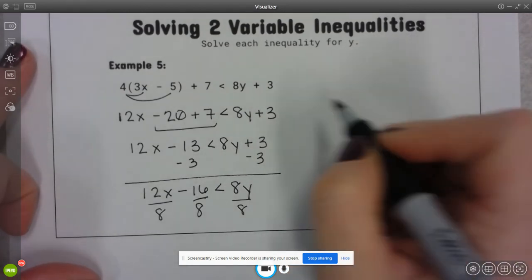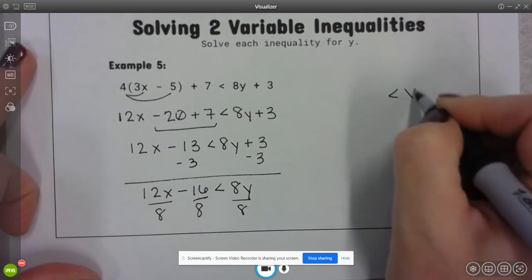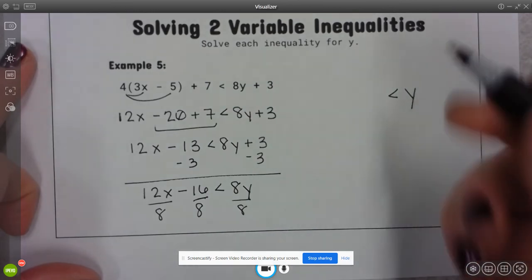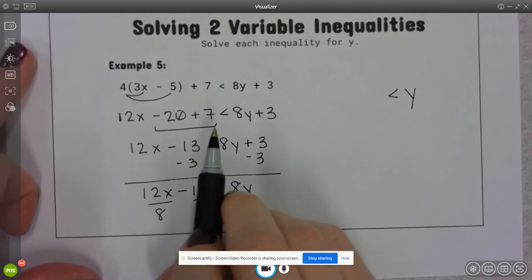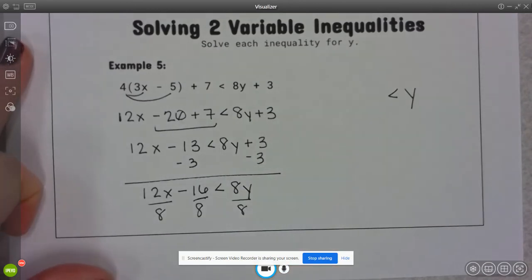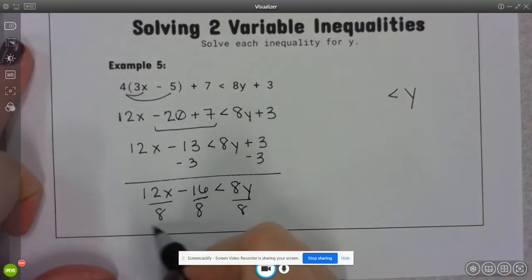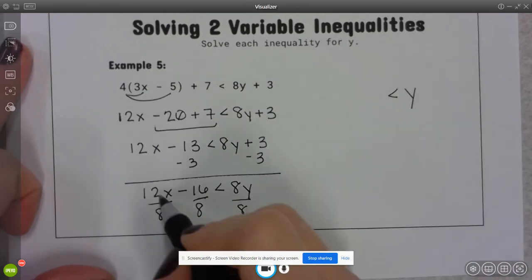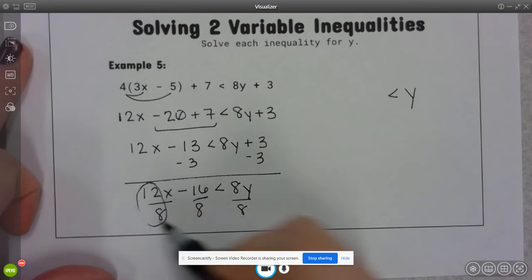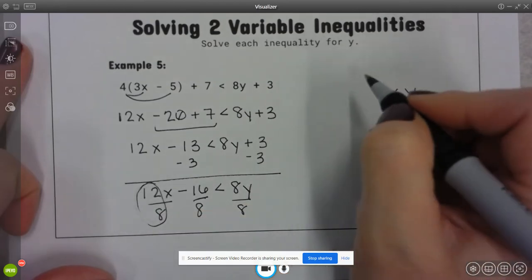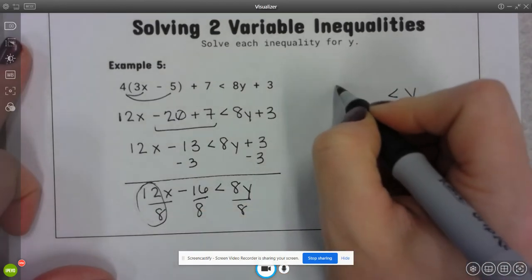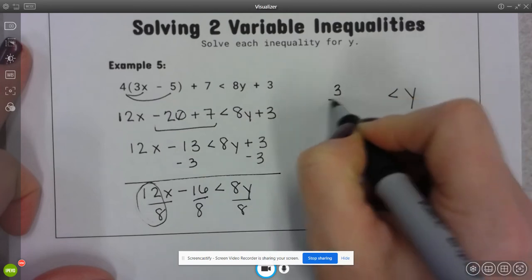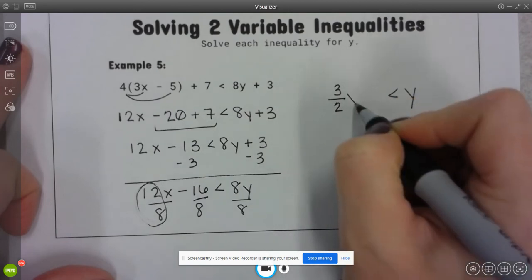So I'm going to leave my inequality the way it was first, and then I'll rewrite it so you can see it with y on the left, because I know a lot of us prefer y on the left. So 12 and 8 are both divisible by 4. So I'm going to simplify this fraction of 12/8. So 12 divided by 4 leaves me with 3. 8 divided by 4 leaves me with 2.